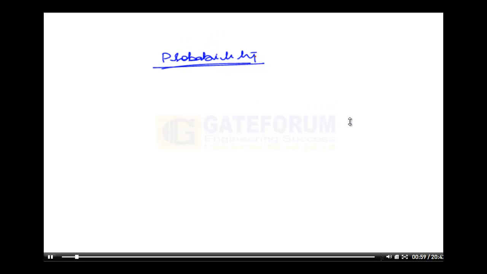Probability can be defined like this: it gives a quantitative description of the likely occurrence of an event. That is what probability is. Before learning the probability definition, we shall learn a few words like random experiment. So we shall see what this is.